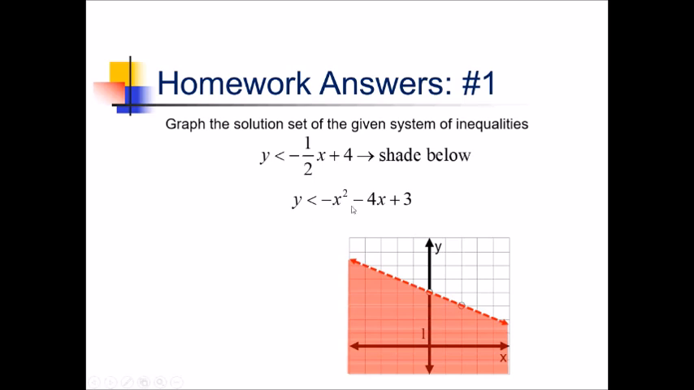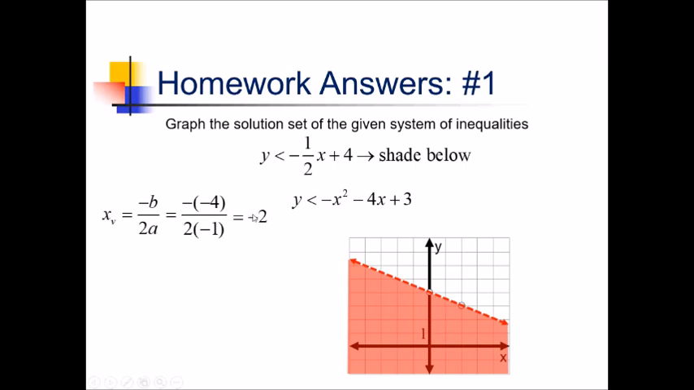This is a parabola. To graph this, since this is in standard form, we're going to start by getting the vertex and then the y-intercept after that. So our vertex, we've got negative b over 2a in general. So that's going to be negative 4 over 2 times negative 1. That's 4 over negative 2, which is negative 2. That's the x value of our vertex.